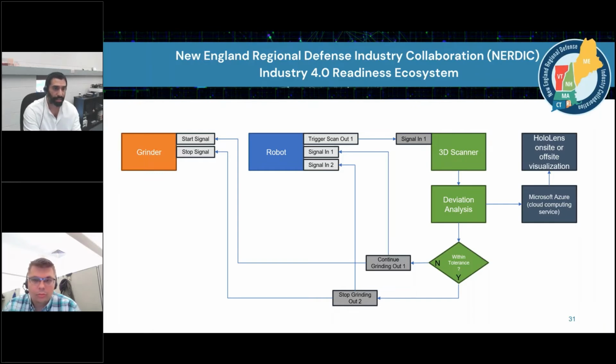On the left there, you see a box indicating the actual grinder. To the right, you see the robot. To the right of that, you see the 3D scanner, and then the HoloLens all the way to the right. So these are the key technologies that we're using in this integrated work cell.